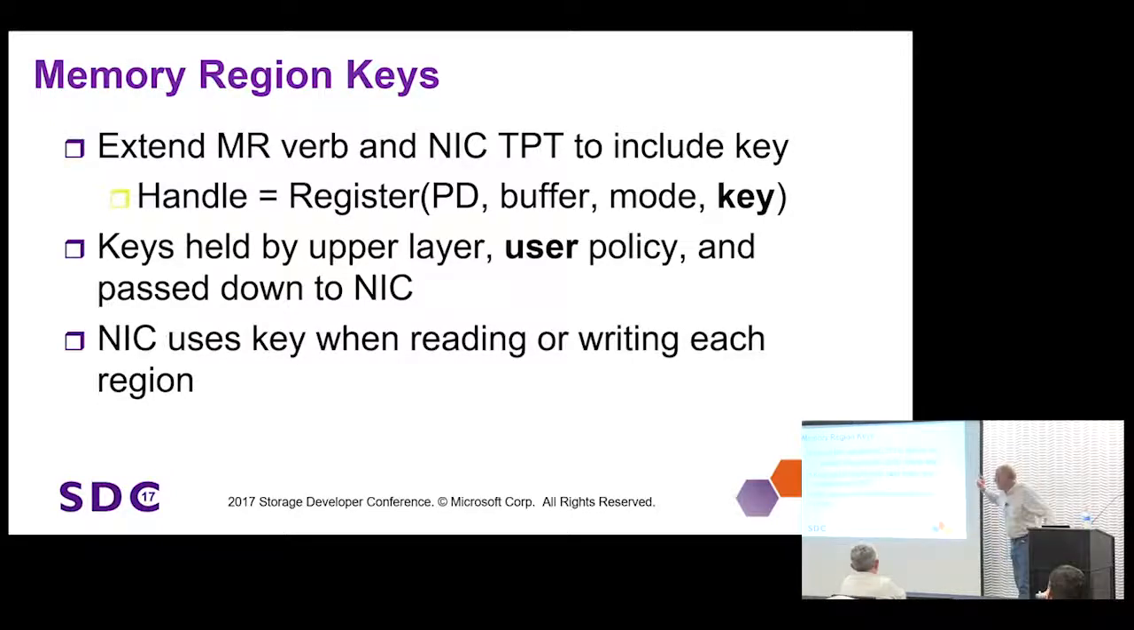So, Christoph, I'm just going to keep going because I'm a little short on time. Memory region keys. I propose that we can extend the memory region verb and the NIC TPT, the translation protection table, to include a key. Basically, add an argument to the memory register verb that provides a key. The keys would be held by the upper layer under user policy and passed down to the NIC with each registration. The NIC will use the key when reading or writing for RDMA each region. So there's a source key and a destination key.